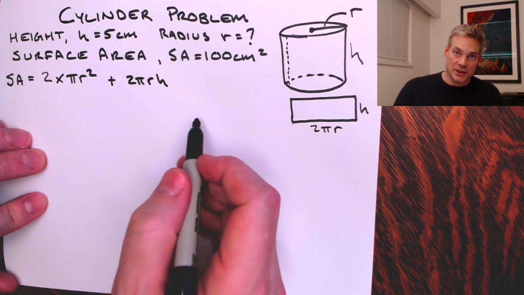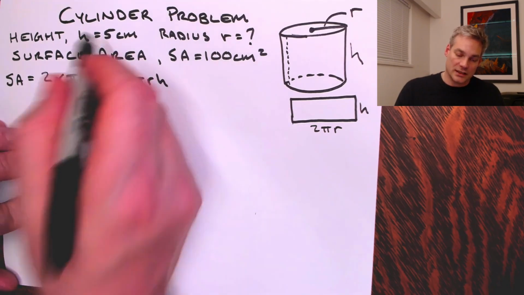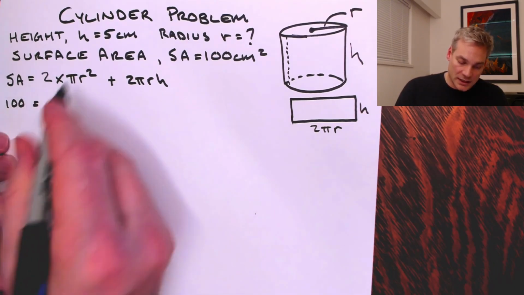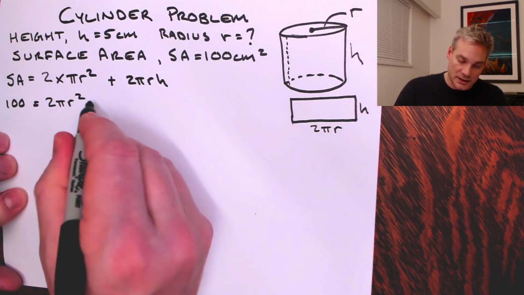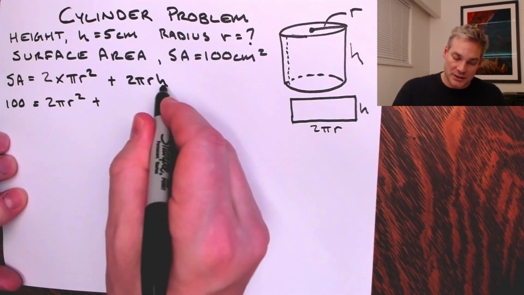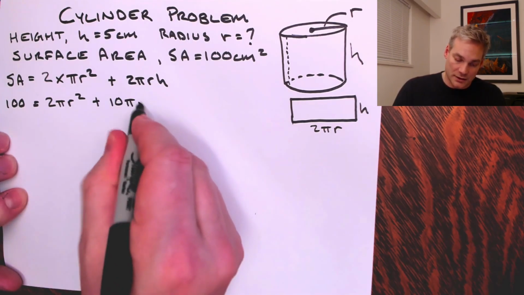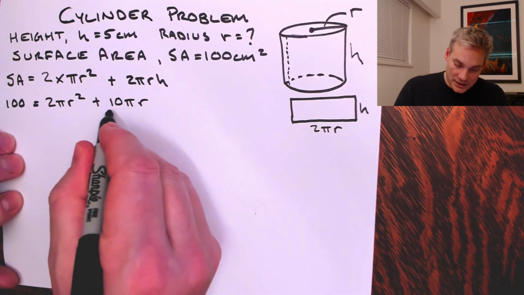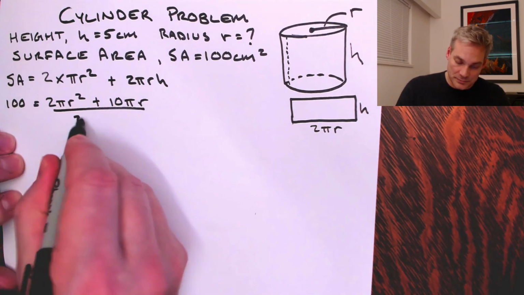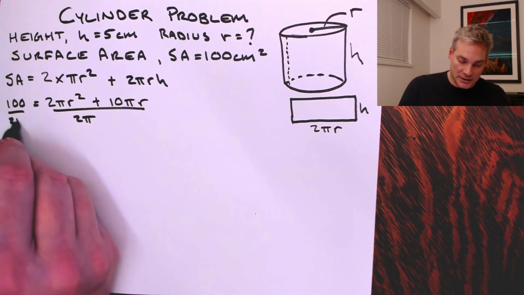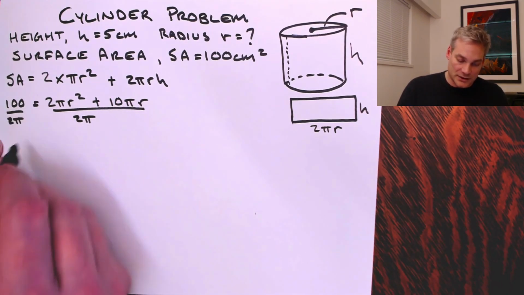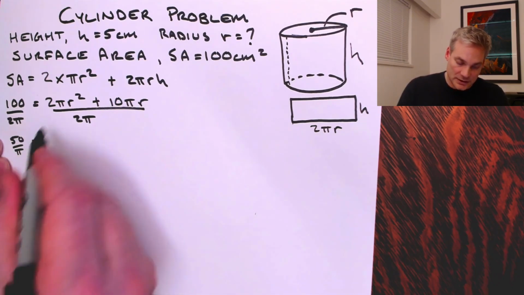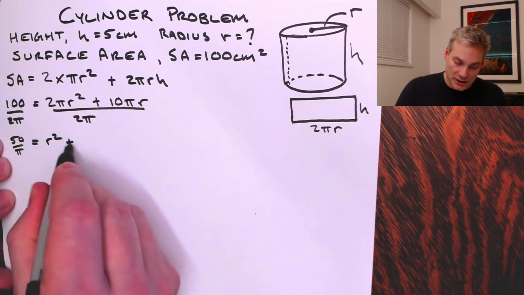Okay, now we can substitute in what we know. We know the surface area is 100 and the height is 5. So we have 100 there, and that's 2 pi r squared, and this is 2, but there's a 5 here, so that's 10 pi r. Okay, so now we can divide both sides by 2 pi, and now that turns into 50 over pi, and this is just r squared plus 5r.